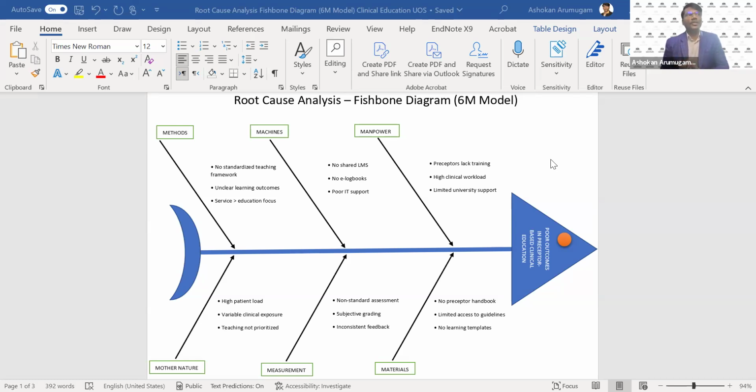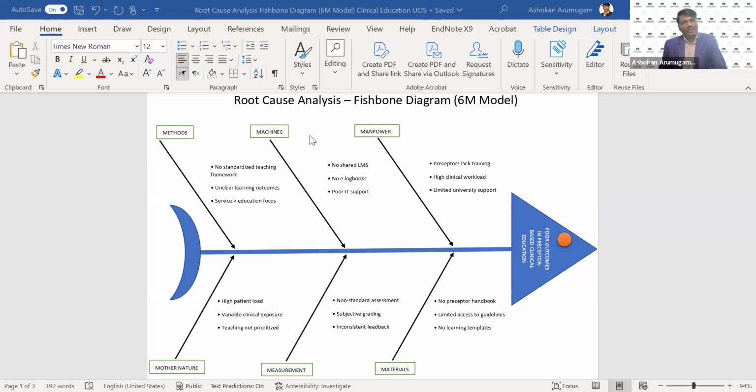Based on the rotations, it's going to be musculoskeletal, pediatrics, obstetrics and gynecology and so on. They go to different specialized hospitals. So what we see is they are taught by preceptors employed in the clinical sites. I used the 6M model to look at the root causes leading to poor outcomes in clinical education. The first M, methods: there is no standardized teaching framework. There are unclear learning outcomes, and the preceptors are more oriented towards treating patients rather than teaching our students.